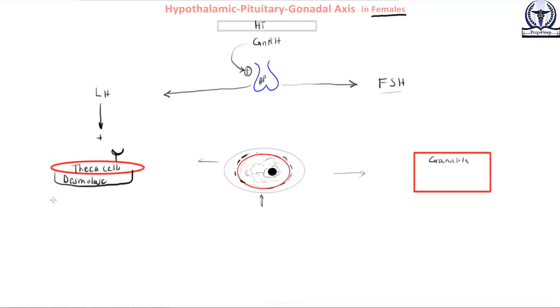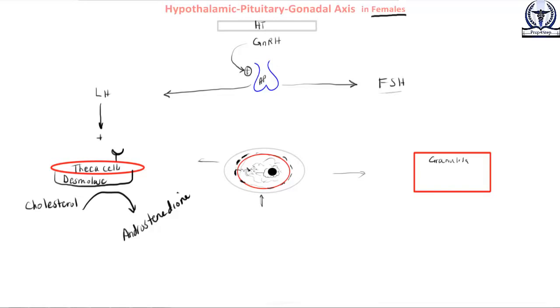Since desmolase is activated, it will take cholesterol and convert it into androstenedione, which is basically just a variation of testosterone, nothing to really worry about. So we're kind of talking about testosterone here. So these cells, in response to LH, or luteinizing hormone, will stimulate the production of androstenedione from cholesterol by activation of the enzyme called desmolase.